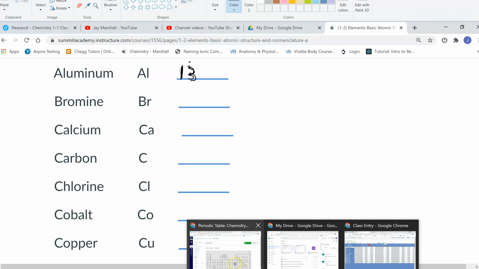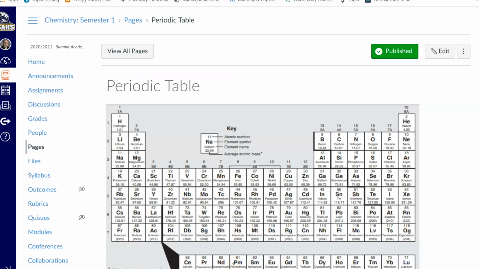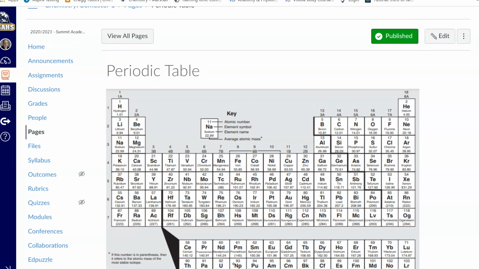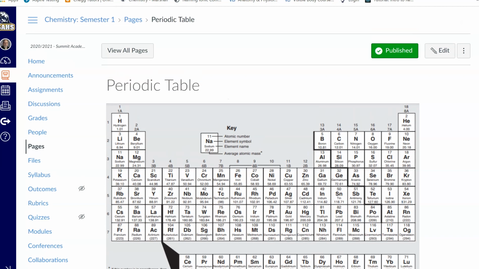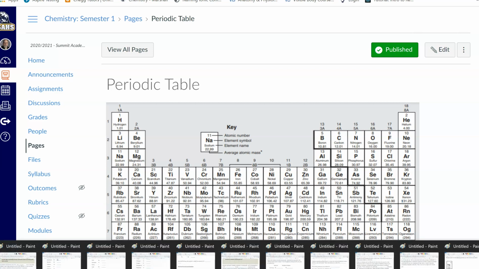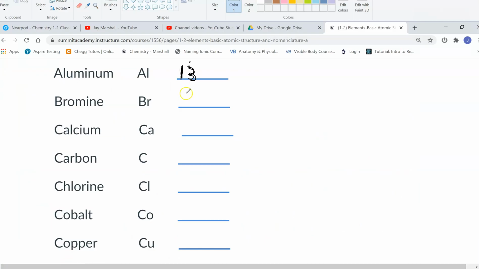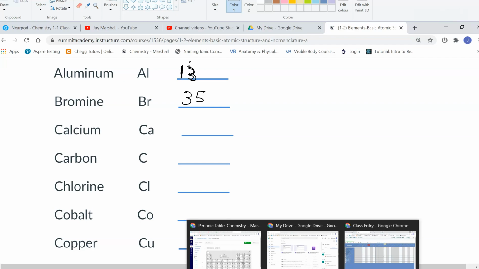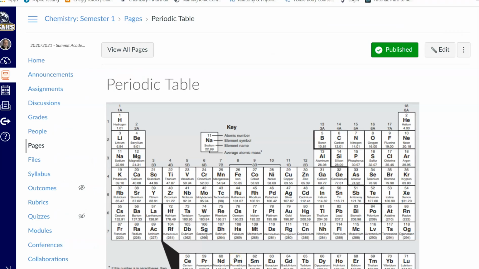Then bromine is over here in this column, column 7A. Write that number down: it's atomic number 35. Go back to my periodic table. Calcium is over here in 2A. That's element number 20.